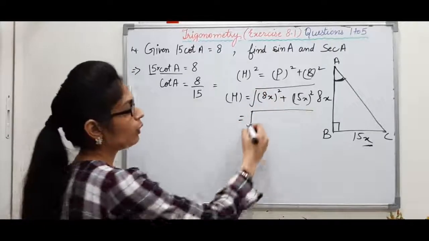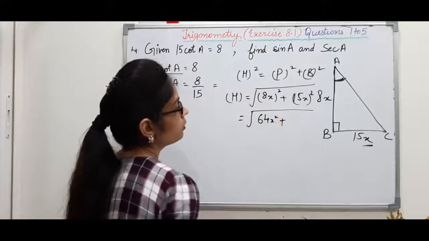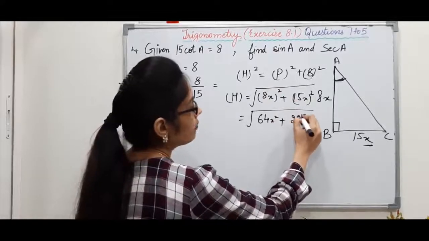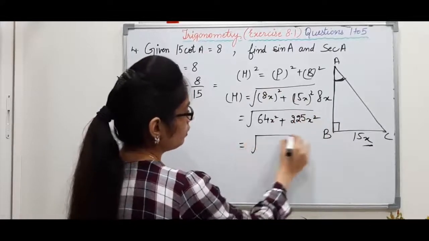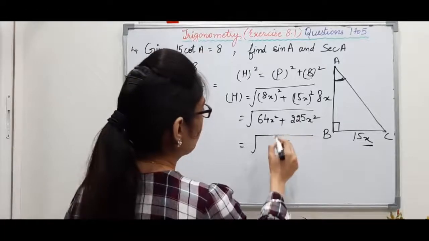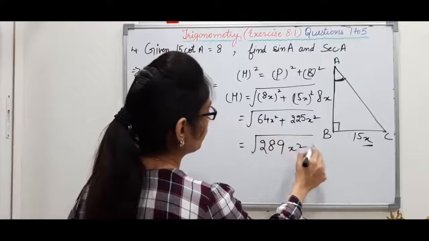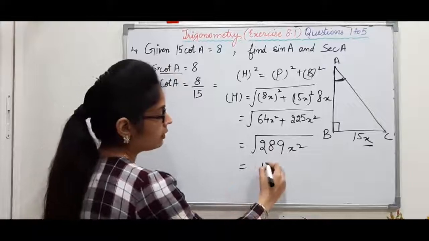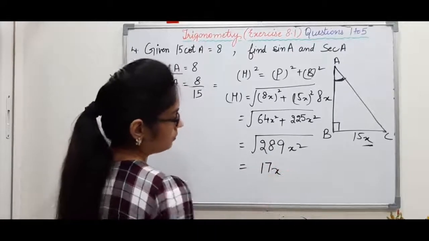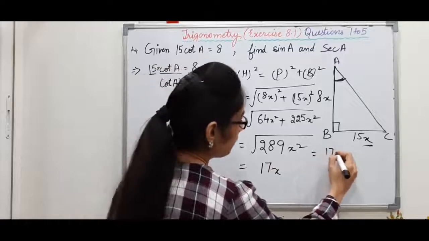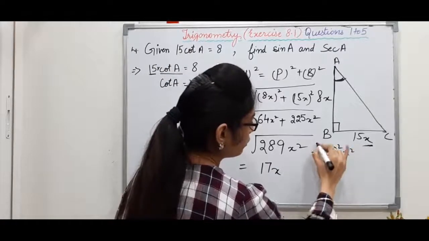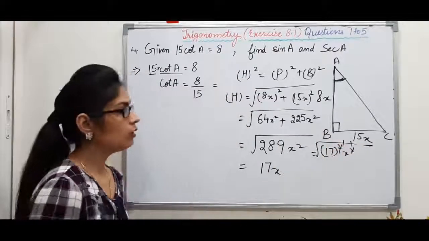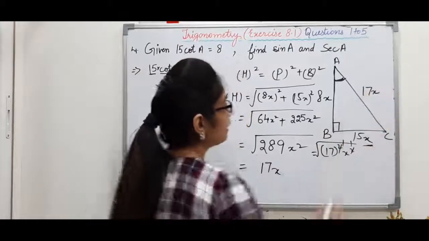So 8x whole square is 64x square, because 8 into 8 is 64 and x into x is x square. 15 into 15 is 225 and x into x is x square. So once you add these you will get 289x square. So square root of 289 is equal to 17. So this you can do 17 square into x square. So with this square root, with both of these squares, square root will get cancelled. So we got the value of AC as 17x.